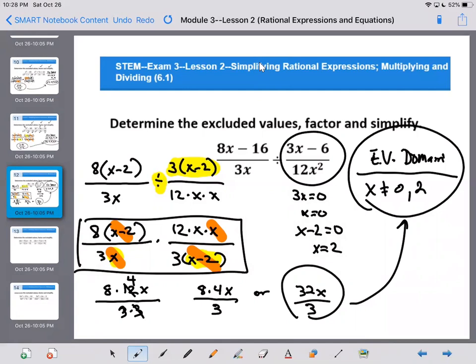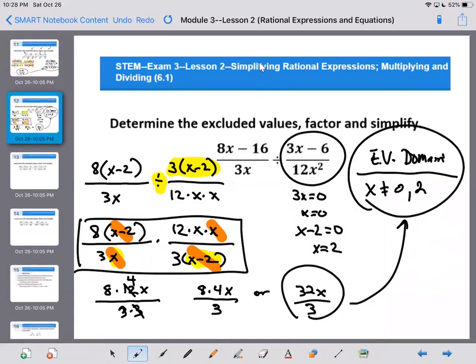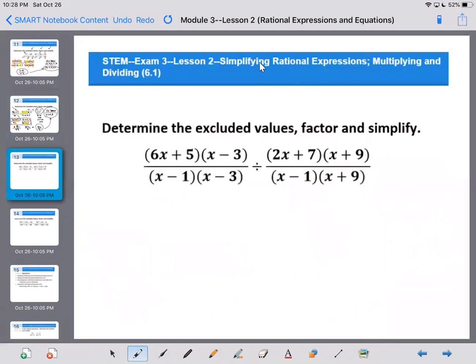So the only new part when you're dividing is that I just encouraged you to go ahead and factor everything, then change it to multiply by the reciprocal, and then we go through our process that we have been doing. So let's look at another one. Everything is factored in this case.